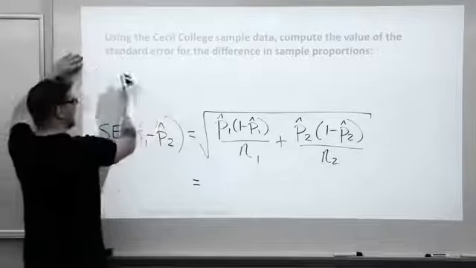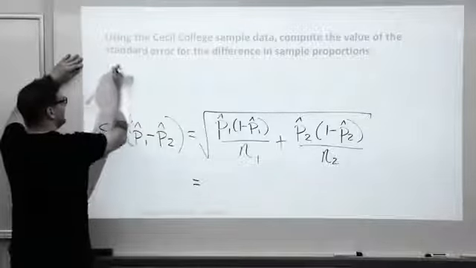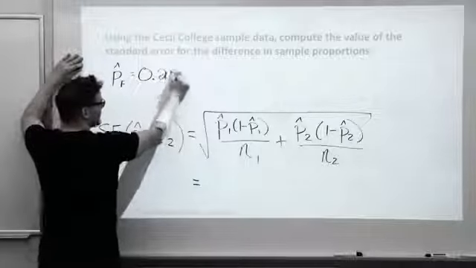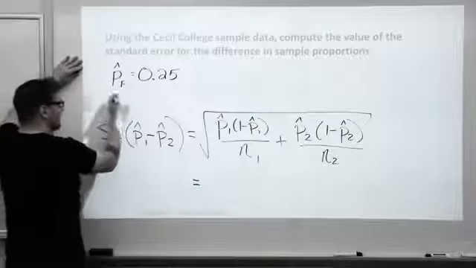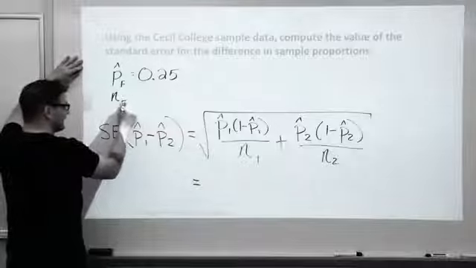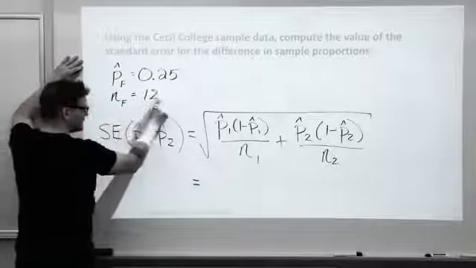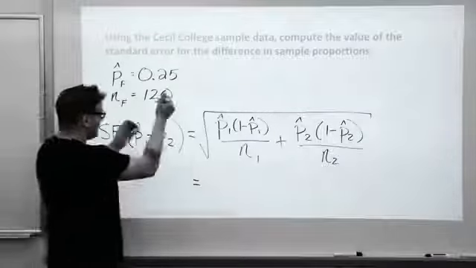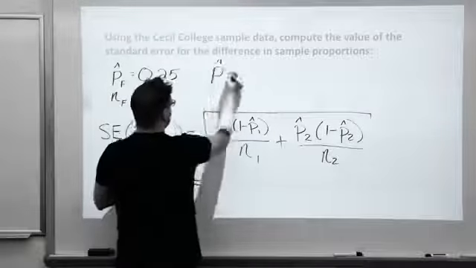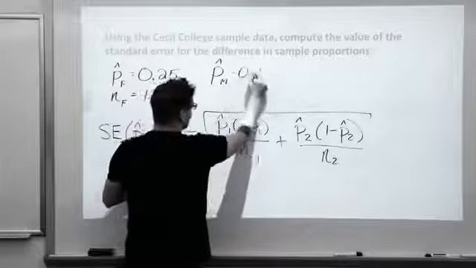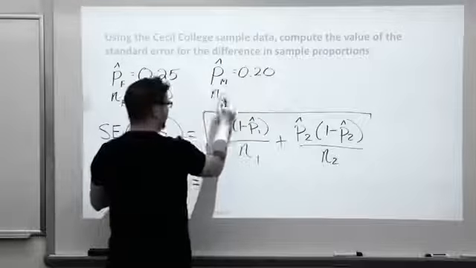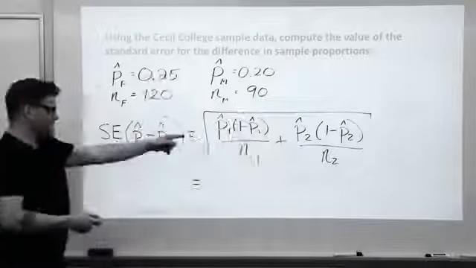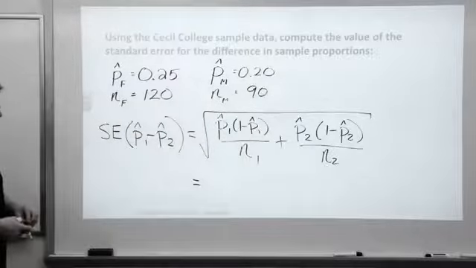Let's summarize what we know. So our P hat for the females, we've got to work with decimals. Remember, was 25%, 0.25. And our sample size for the females was 120. Now all the ones are the F's, right? What else do we know from the problem description? P hat for the males was 20%, and the sample size for the males was 90. Those are the numbers that go into the formula.